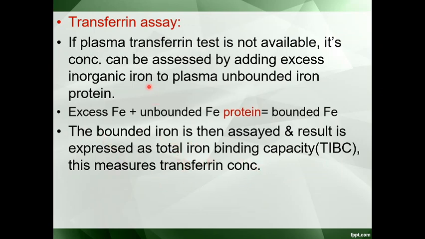You got the concept? See, the transferrin test is not available, right? And this is the unbound transferrin, see my pointer. When the excess of iron has been added, this will be bound to transferrin and this will indicate the total iron binding capacity, and in this way the transferrin can be measured by assaying the total iron binding capacity.